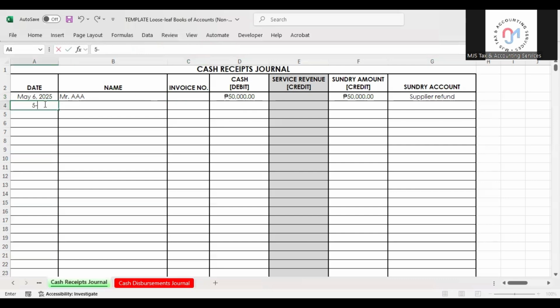Okay, and then let's say the next day we received another cash, but this time it is revenue related, so that's our first invoice, let's say in the amount of 10,000. Since it is revenue related, we should leave this as is in the service revenue column. And then just continue recording all transactions here every time you receive cash from someone.